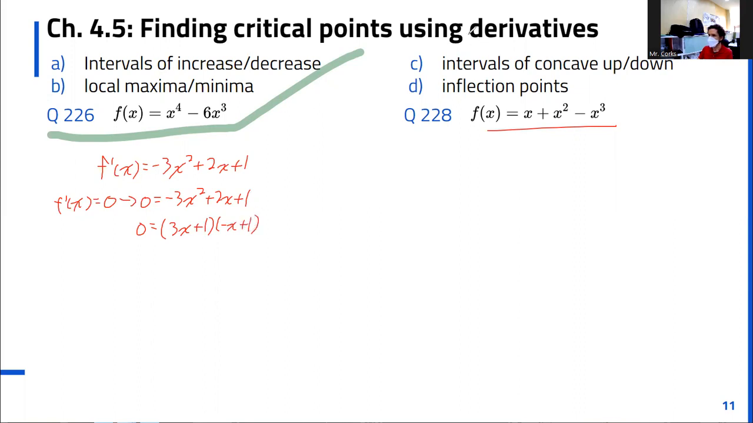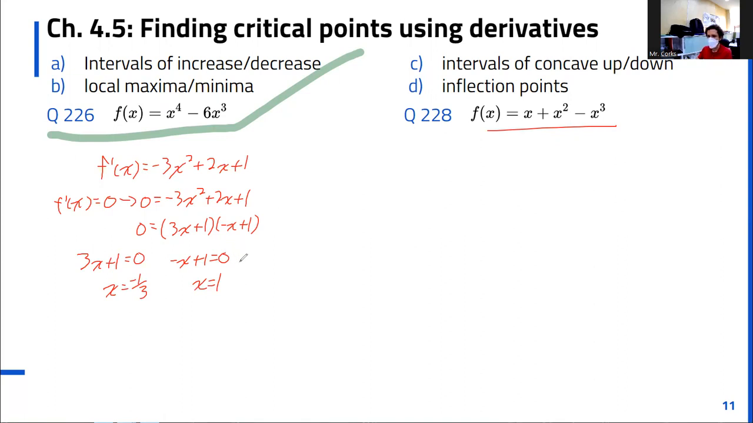Let's just double check here. 3x times 1 and 1 times -x. So that's 3x minus x, that's 2x. Okay. 3x times -x is -3x squared, and 1 times 1 is 1. So, okay, looks like it works. So roots here, 3x plus 1 is equal to 0. Then x here must be equal to -1 over 3. Or if -x plus 1 is equal to 0, then x must be equal to 1.